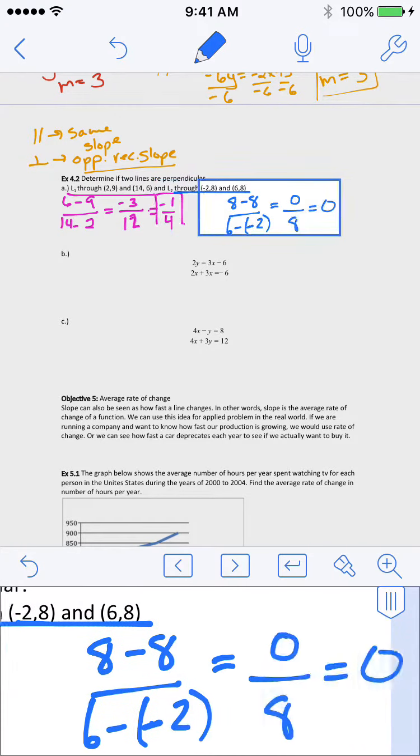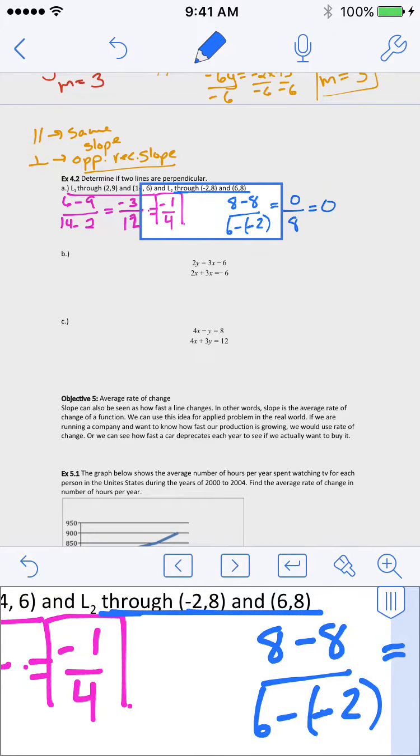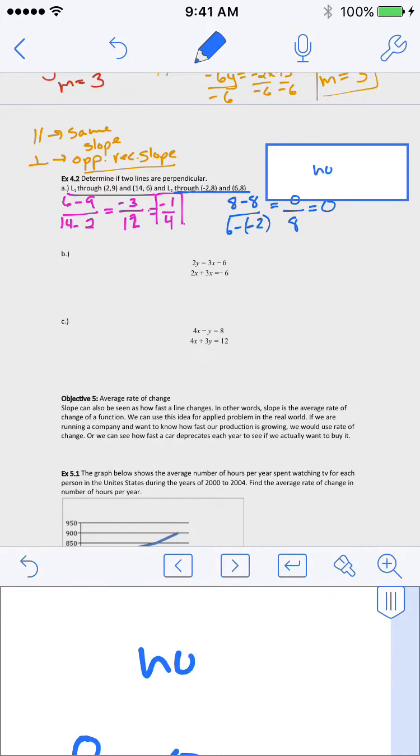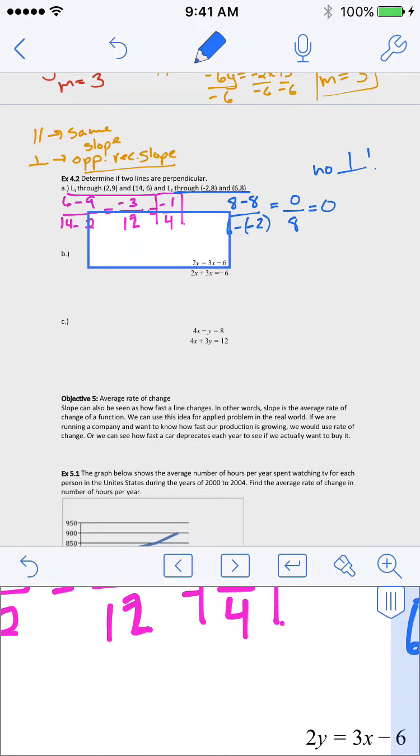All right, what do we think? Do we think these are opposite reciprocal? Are they even opposite? No, they're not. So these are definitely not perpendicular. What slope would be perpendicular to the pink one? Let's talk about that. What slope would be perpendicular to negative 1/4?